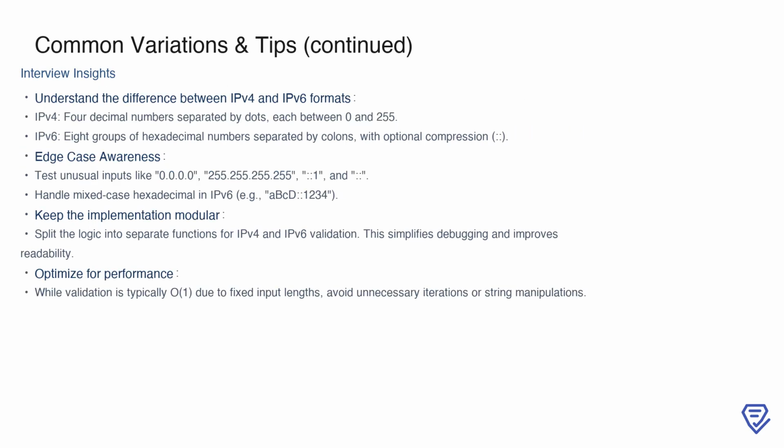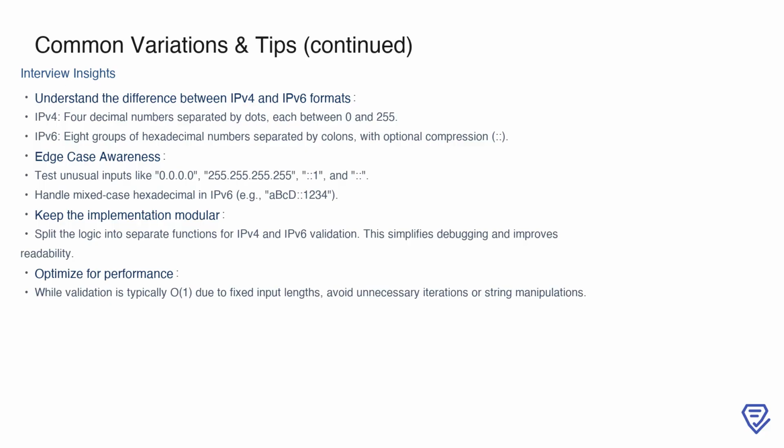To perform well in interviews, it's crucial to understand the differences between IPv4 and IPv6 formats. IPv4 consists of 4 decimal numbers separated by dots, each ranging from 0 to 255. IPv6, on the other hand, uses 8 groups of hexadecimal numbers separated by colons, and it allows compression with a double colon to represent omitted zeros. Being aware of edge cases is just as important. Test inputs like 0.0.0.0 or 255.255.255.255 for IPv4, and for IPv6, check examples like ::1 or mixed-case hexadecimal like ABCD:1234.